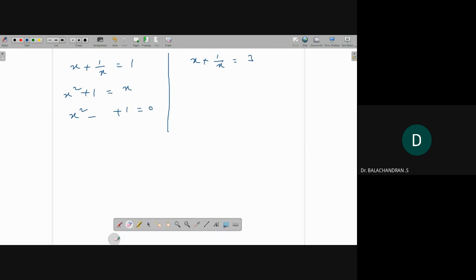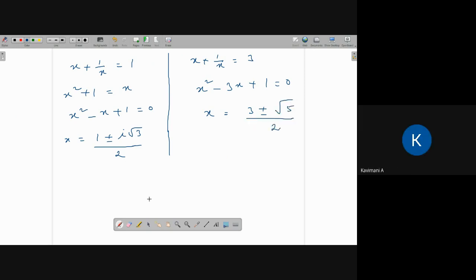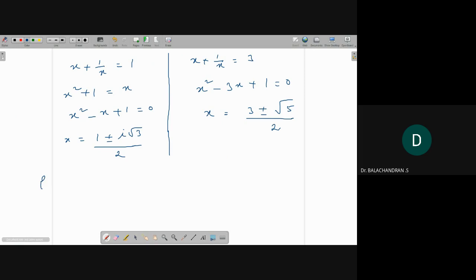x equal to 1 plus or minus i root 3 divided by 2. Okay, correct, Kavimani. And then here you have x square minus 3x plus 1 equal to 0. What are the roots? x equal to 3 plus or minus root 5 divided by 2. Yeah, okay. So the roots of equation 1.